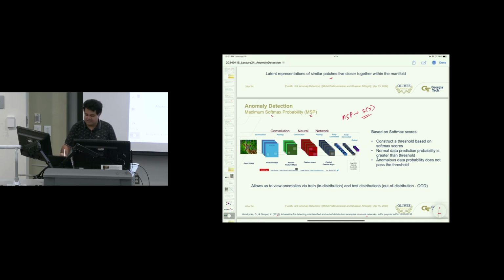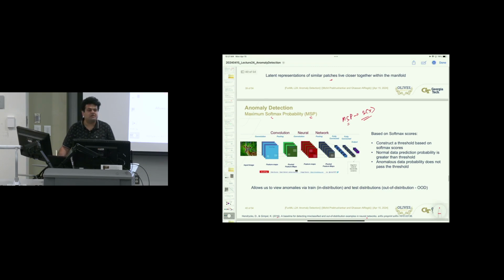So S of x is nothing more than your softmax probability. This could be one method for constructing your statistics within deep neural networks. You can't do the GMMs and the k-means clustering or random forest on these kind of 1 million data points. Hence, you would have to use a neural network. And within this neural network, the way you would get your statistic is by using something like maximum softmax probability.